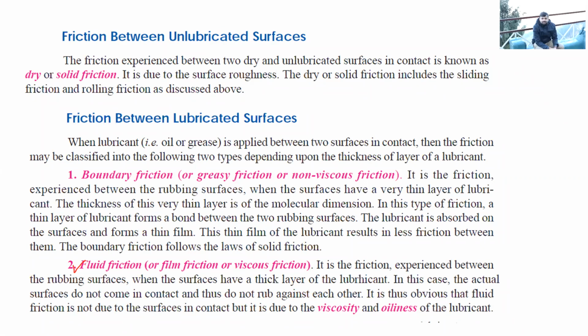It is thus obvious that fluid friction is not due to the surfaces in contact, but it is due to the viscosity and oiliness of the lubricant. Since two solid surfaces are not coming in direct contact with each other, the viscosity of the fluid which is between the two solid surfaces will decide the friction during the motion. It will be decided by the viscosity of the fluid and so on. All right, I hope this is clear to you.